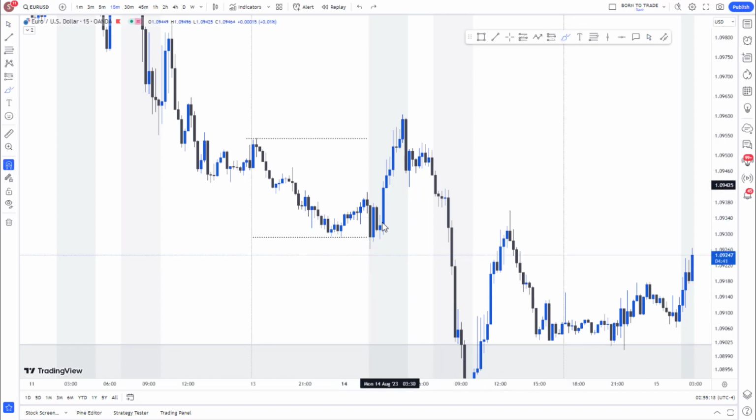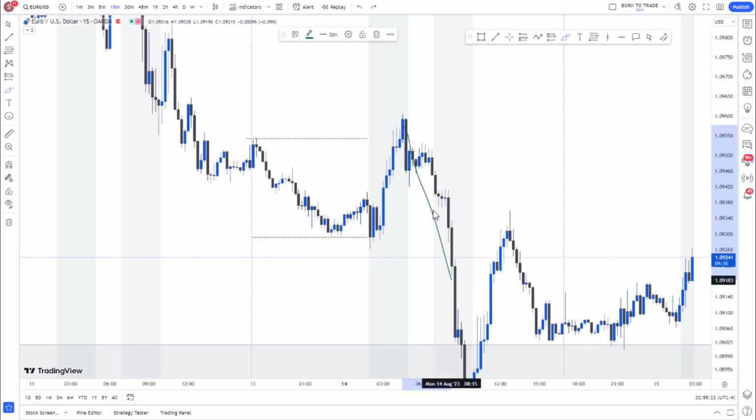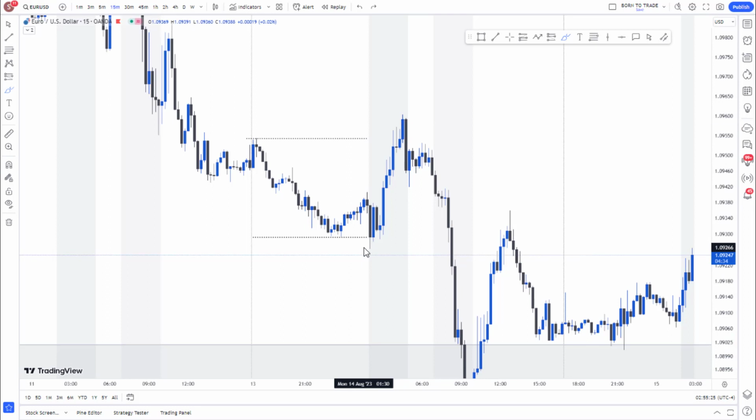After it takes the low, we see a push to the upside. Normally we should have a continuation to the upside, but what do we see? Boom, price pushes to the downside over here. So what you should keep in mind is that price will present the setup, but it's not a must that it will work out perfectly.